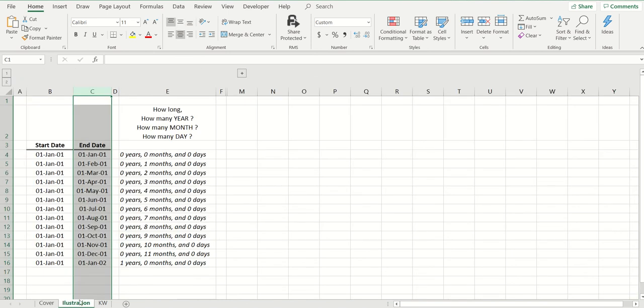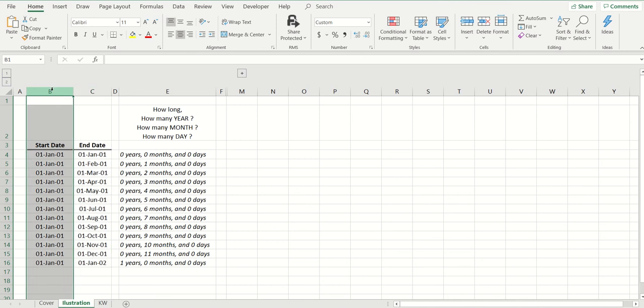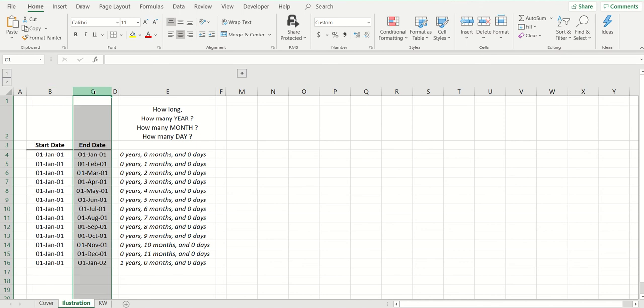Here, we already prepared two dates. The first date we call start date, and the second date we call end date. We would like to have how many years between those dates, how many months between those dates, and how many days.